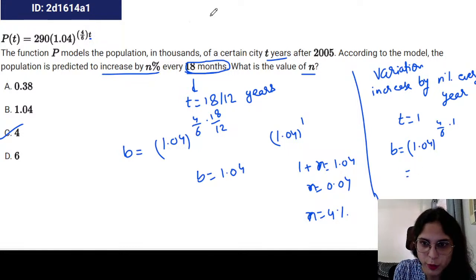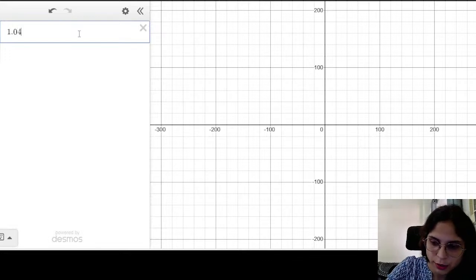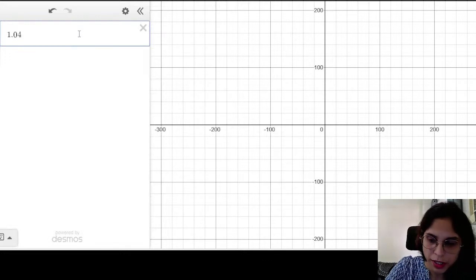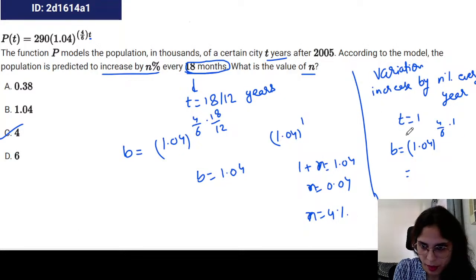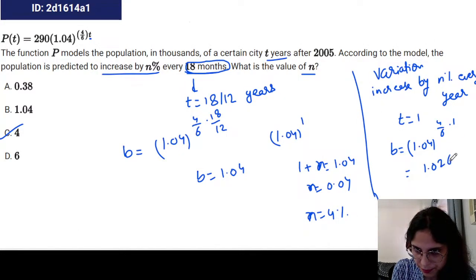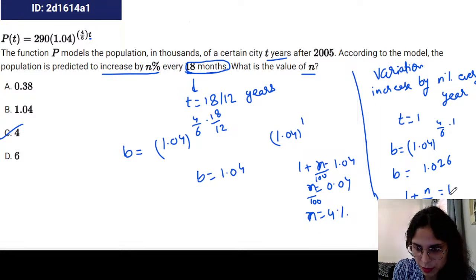You cannot directly say it's going to be 4%. You find out that value. 1.04 to the power 4/6 is 1.026. So now 1 plus n over 100 is going to be, or 1 plus n is going to be 1.026. I will divide by 100 because I directly want the answer in percentages, not decimals.